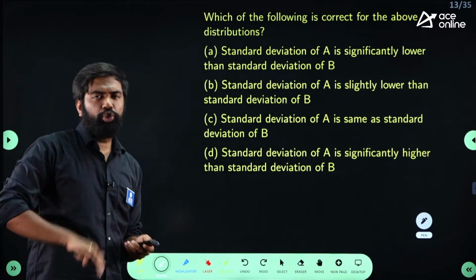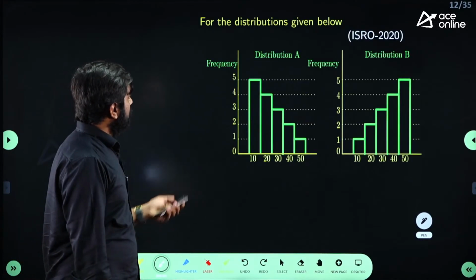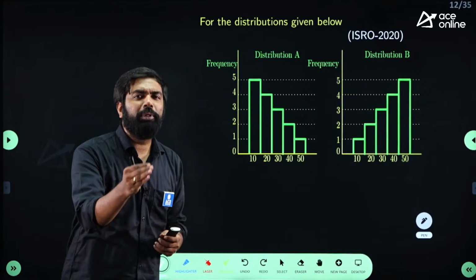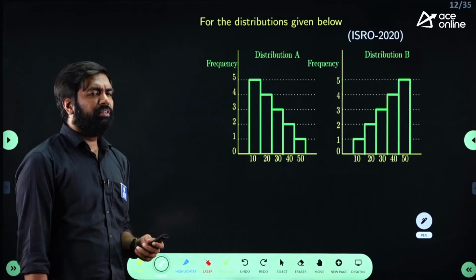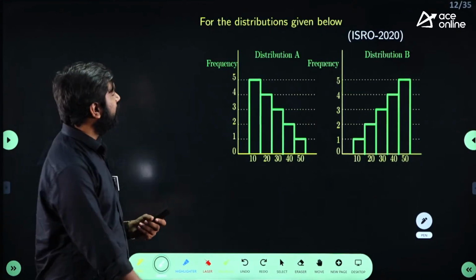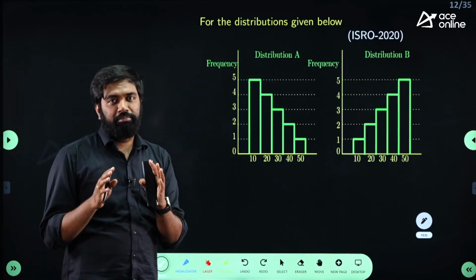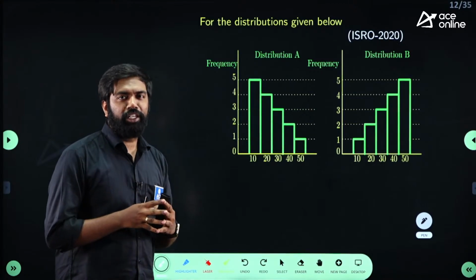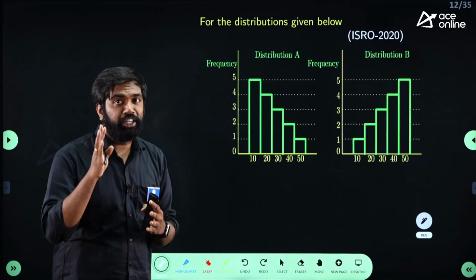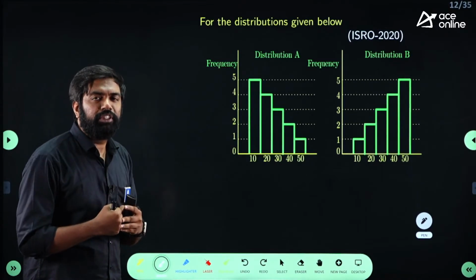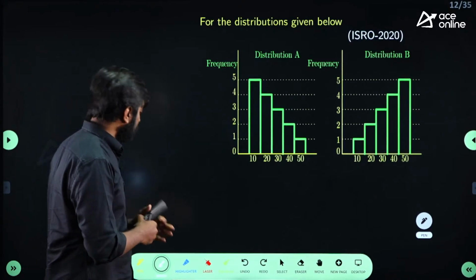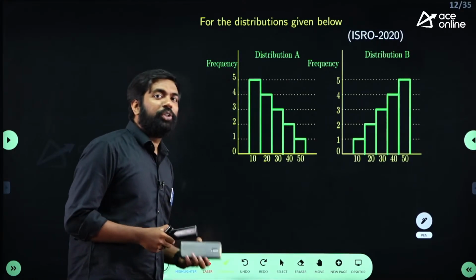I will once again show you, this is the data. I want you people to comment the answer, and after that I will start my explanation. I will give you maybe 15-20 seconds. Just look at this, and what are they asking? You need to compare the standard deviations of A and B. So try to recollect the definition of standard deviation. Let me see what your answers are.